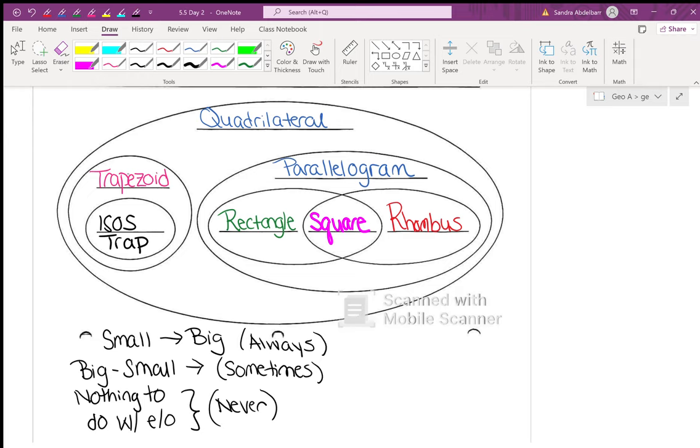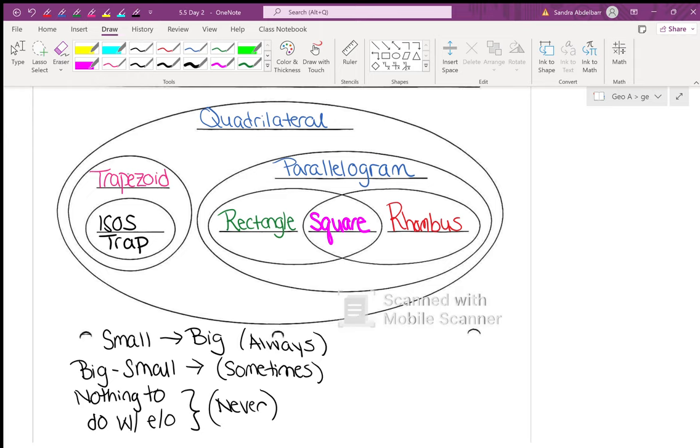A parallelogram is a rhombus. Always, sometimes, or never. Good. All right. A rhombus is a trapezoid. Always, sometimes, or never. Excellent. All right. A rhombus is a quadrilateral. Good. Rhombus is always a quadrilateral. Right. So small to big, always, but also a rhombus is always a four-sided figure, right? A four-sided polygon.